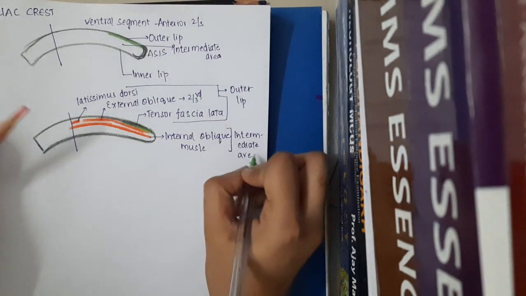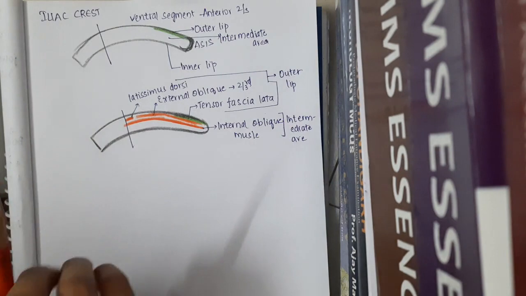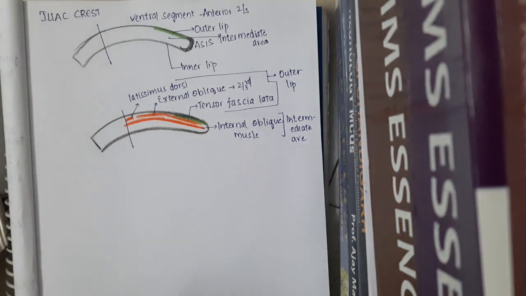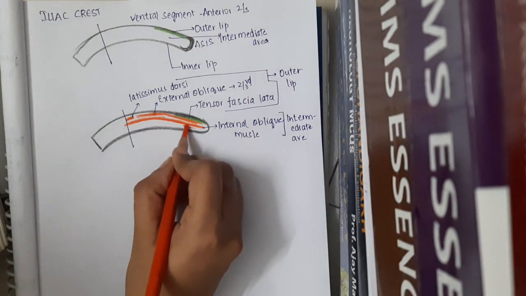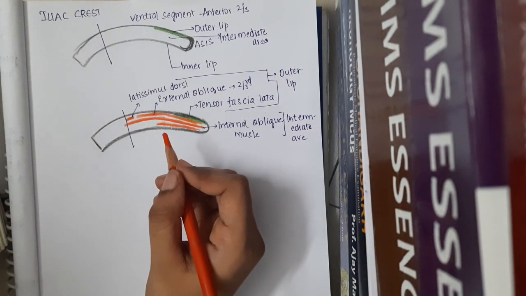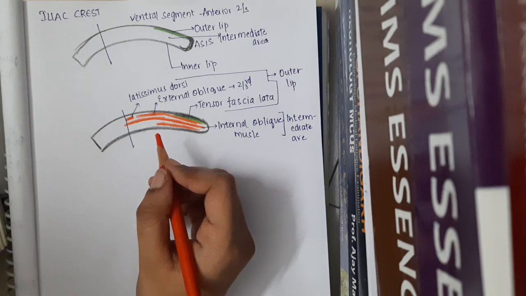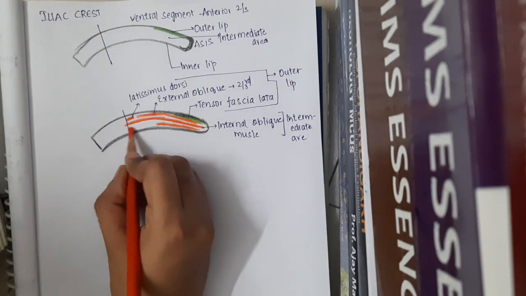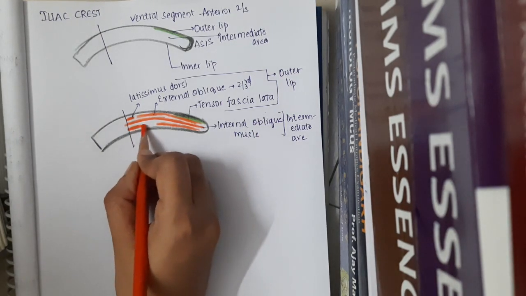Then what about the inner lip? See, the inner lip again has different parts. In the inner lip, in the anterior 2/3, you have transversus abdominis. Then in the posterior 1/3, you have quadratus lumborum.